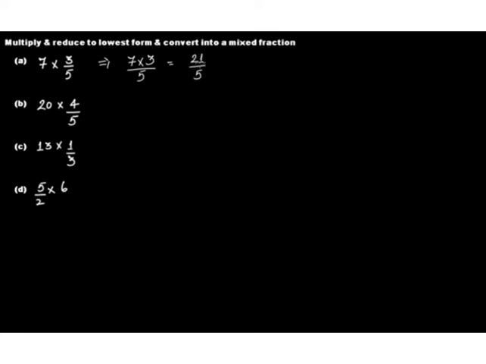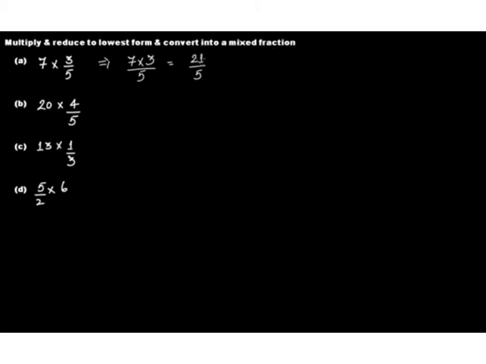We know that to reduce any fraction to its lowest form, you have to first find the highest common factor. So 21 and 5, of course, the highest common factor will be only 1. There can't be any other highest common factor other than 1. So it cannot be reduced further to any lowest form. Okay, so it is already in its lowest form, now you have to convert it into a mixed fraction.